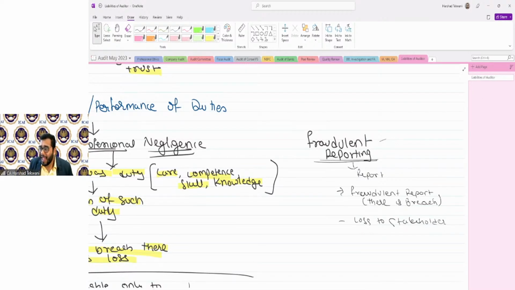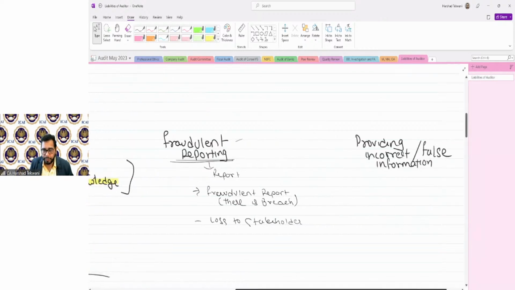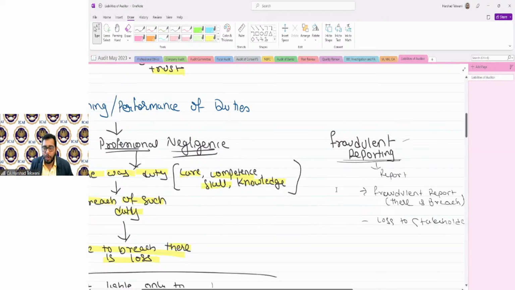Now, loss can be suffered by any stakeholder. It can be a client, a creditor, a government department, or banks, financial institutions. It can be suffered by any of these stakeholders. Now, there is a particular question. What if the loss is suffered by a third party who is not privy to the contract or the arrangement, like the client and auditor? How will we determine that the loss suffered by that particular person falls under this category?